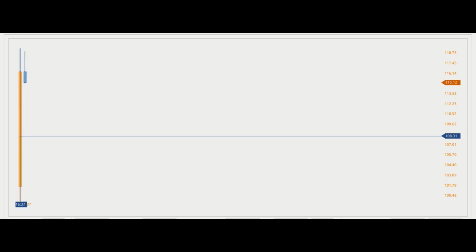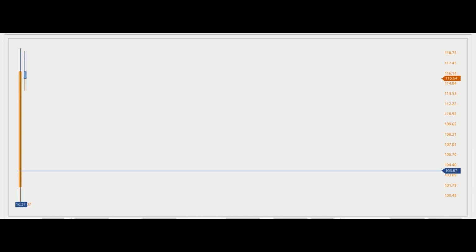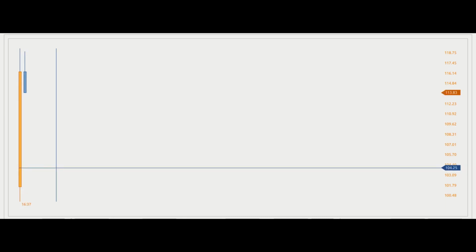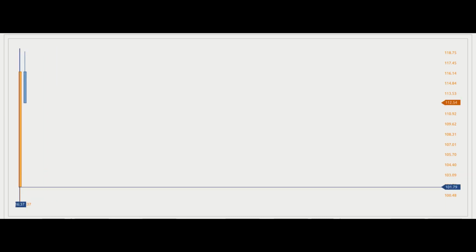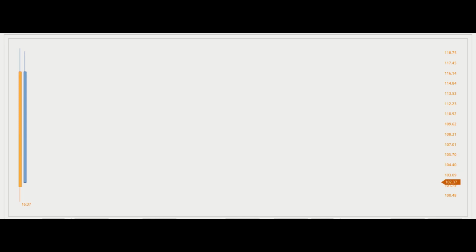And notice what happens to the bottom down here. When there is no price, it goes away. Fantastic. So there's our simulated price drawing candles. It's ready to test when the market is live.